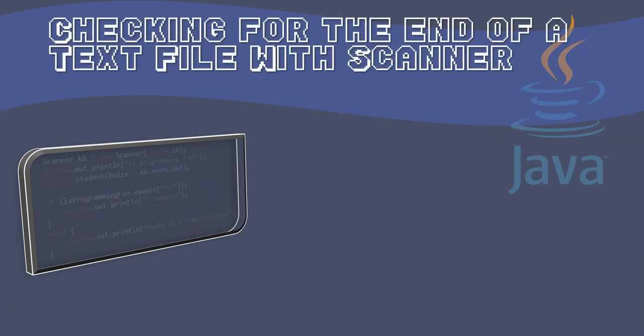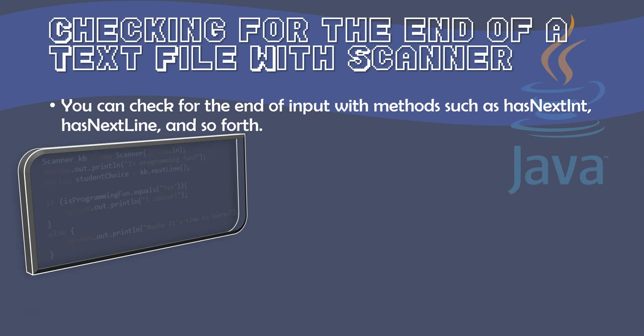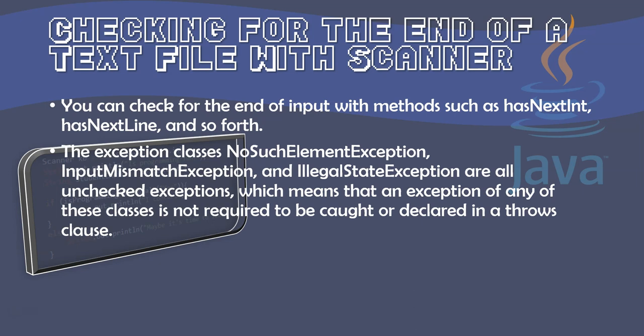So what we ultimately are going to do is check for the end of a text file with the Scanner class using these hasNext methods. We can do this with hasNextInt, we can do this with hasNextLine, and so on and so forth. Now, the exception classes NoSuchElementException, InputMismatchException, and IllegalStateException are all unchecked exceptions, which means that exceptions of these types are not required to be caught. Because of that, these are the ones that you're probably going to see when you start dealing with file I/O. However, again, we can use better ways of handling this than relying on these exceptions. But it's good to know that these do exist and that we don't necessarily have to catch or declare them in our throws clauses in order for them to be part of our program.